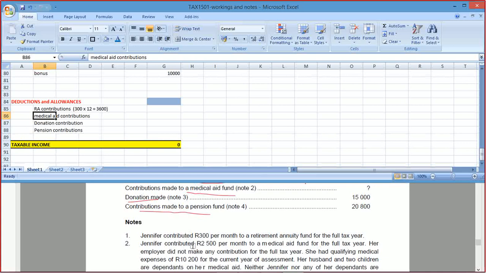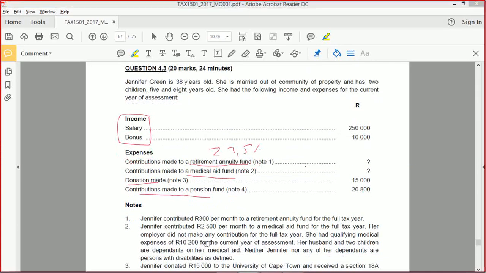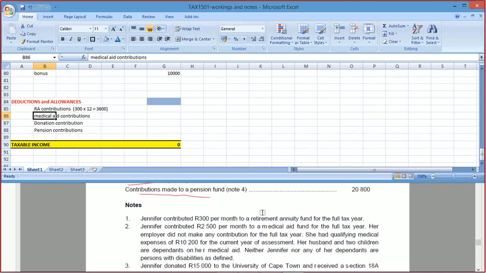Look at note number 2. Jennifer contributed 2.5 per month to a medical aid fund for the full tax year. Her employer did not make any contribution for the tax year. She had qualifying medical expenses of 10,200 for the current year of assessment. Her husband and 2 children are dependents on the medical aid. Neither Jennifer nor any of her dependents are persons with disabilities as defined. Okay, so this is looking at a medical contribution.